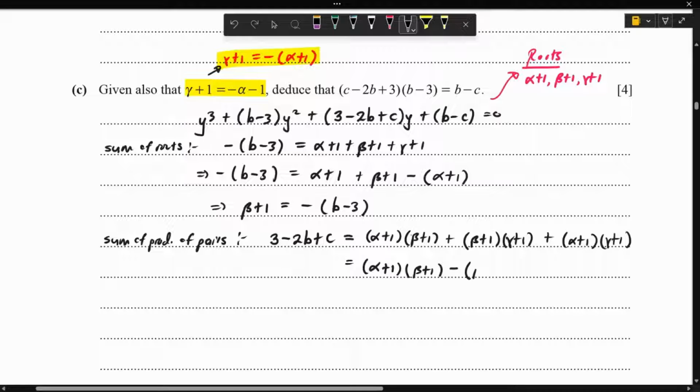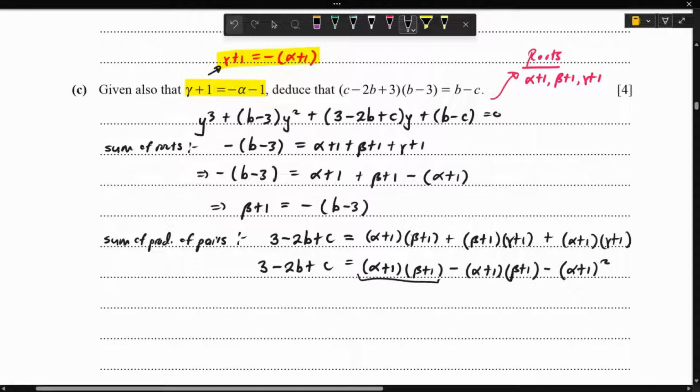minus of alpha plus 1 of beta plus 1. Okay, so I've substituted gamma plus 1 with minus of alpha plus 1. That's going to be plus, again here, where there's gamma plus 1, we will put minus of alpha plus 1. So that's going to be minus of alpha plus 1 squared. So that's all equal to 3 minus 2b plus c.